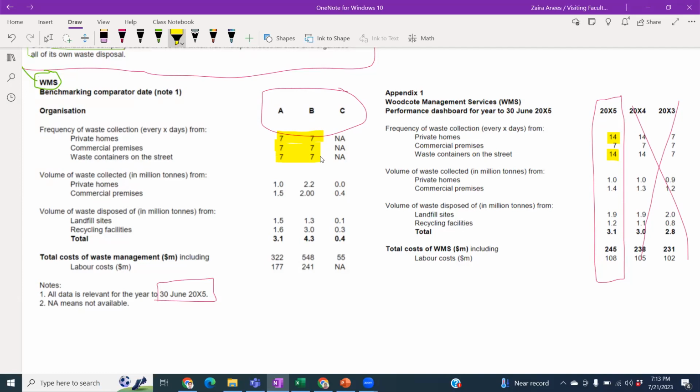Consider, I don't know how you are managing your waste, but consider someone collecting waste from your house after every 14 days. Consider someone who is collecting waste from the street every 14 days. This is the first situation. And the second situation is someone collecting waste after every 7 days. So collection after every 7 days is better compared with collection after every 14 days.